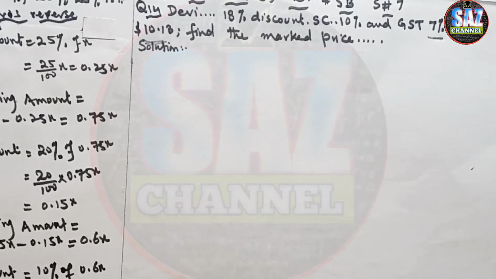Let's move to the next question and let's read the question from the book. Question says, Devi orders a bowl of ramen at the Japanese restaurant which offers an 18% discount. There is the service charges of 10% and GST is 7%. Given that she pays the total of $10.13, find the mark price of the ramen.